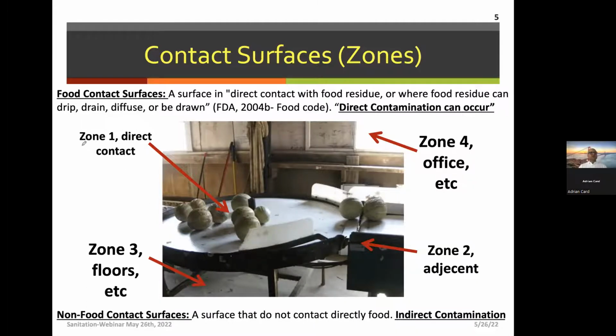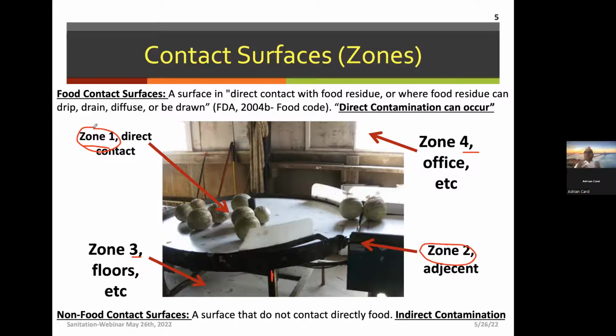So zone 1, of course, will be in direct contact with the produce, and that will be our food contact surfaces. Then zone 3 and zone 4 are zones that are away: offices, zone 4, floors, legs, or in between. That doesn't mean that those cannot be part of our environmental assessment. And in many cases, floors, drains, and legs could be a significant source of contamination for zone 2, which is adjacent to zone 1, or even for zone 1, the food contact surfaces.